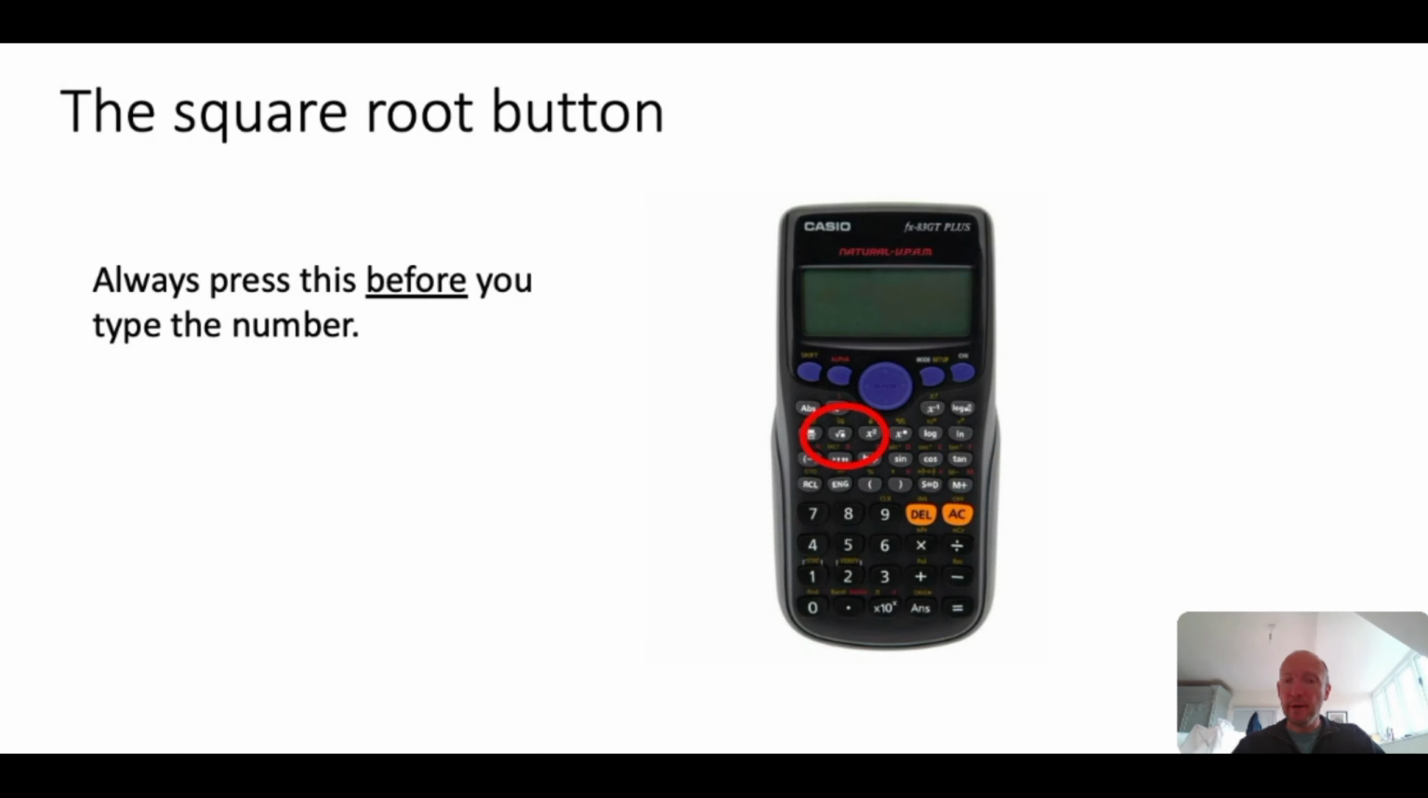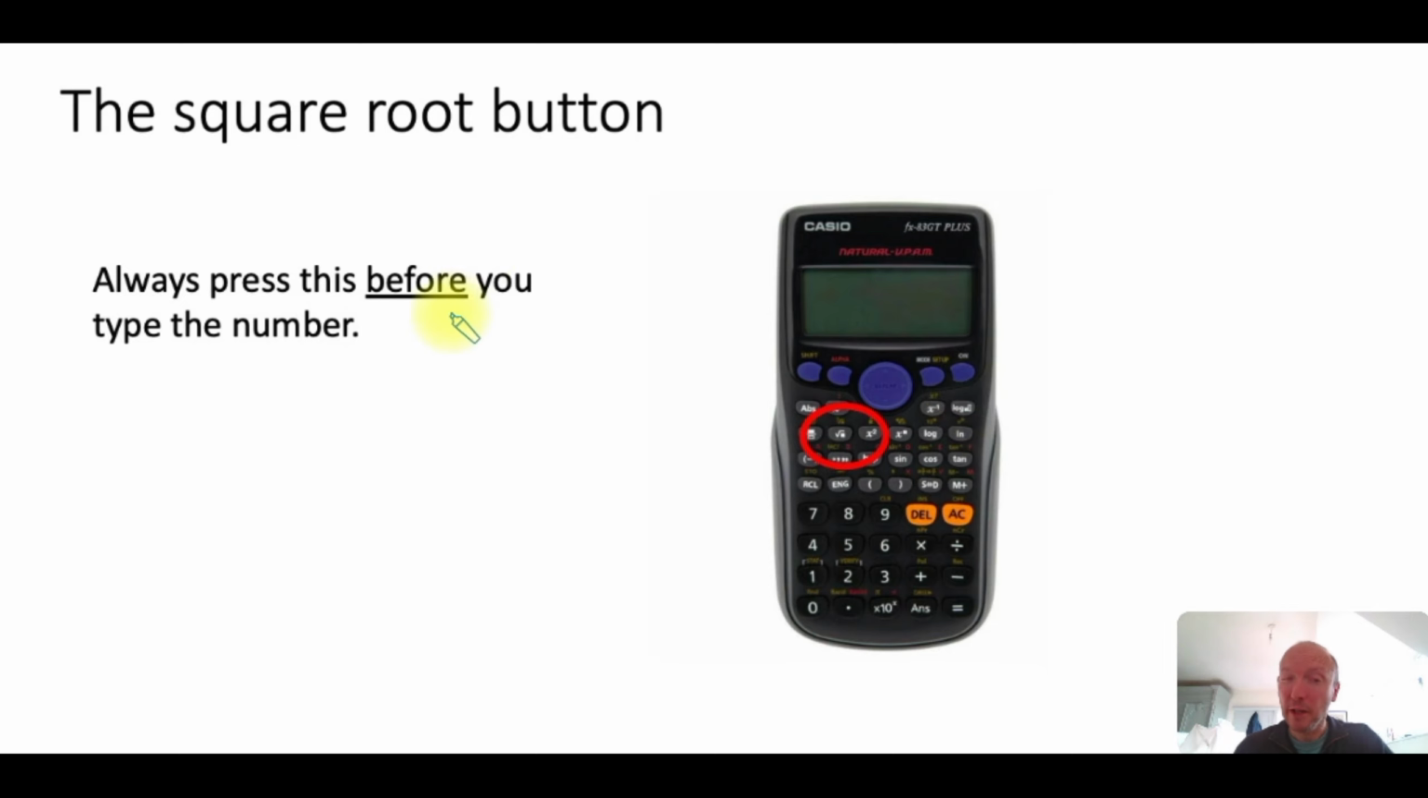Right, so how do you find a square root? You need to press the square root button, and I've got a picture here showing the square root button. It's this little one inside the red circle. So to find a square root, you press that button first.